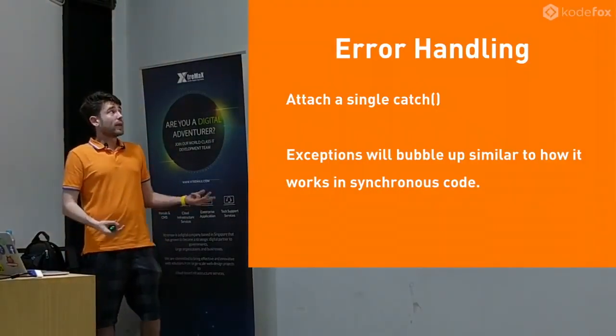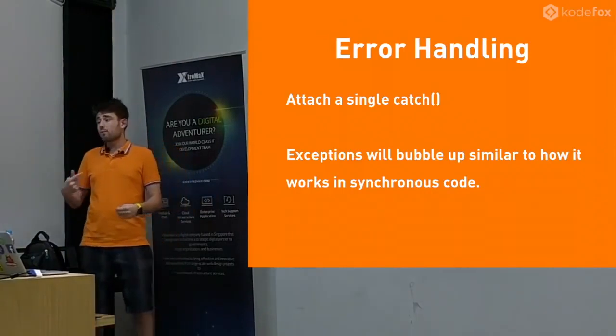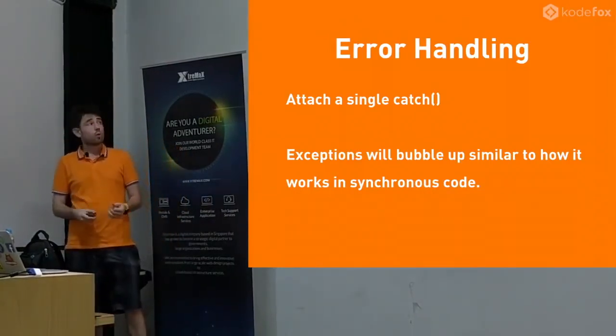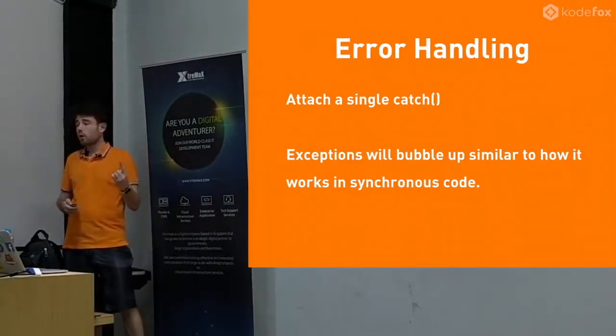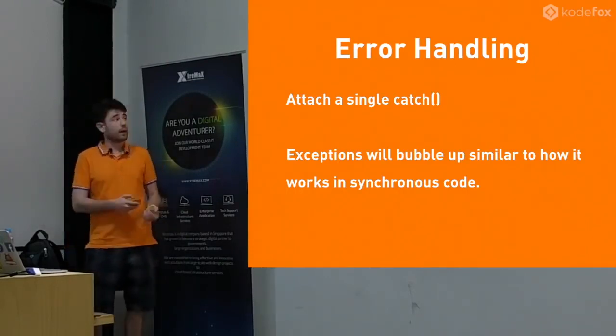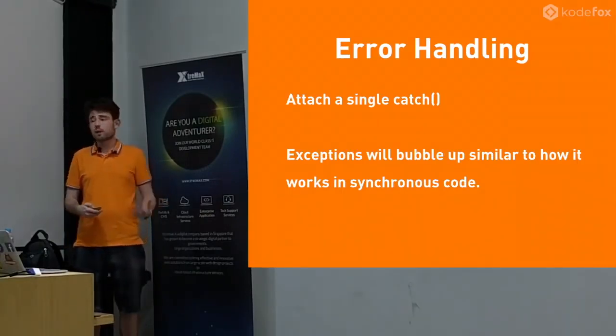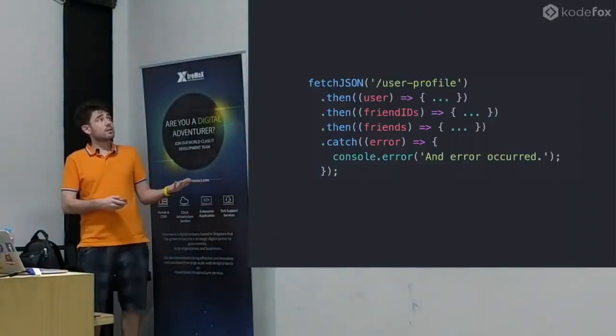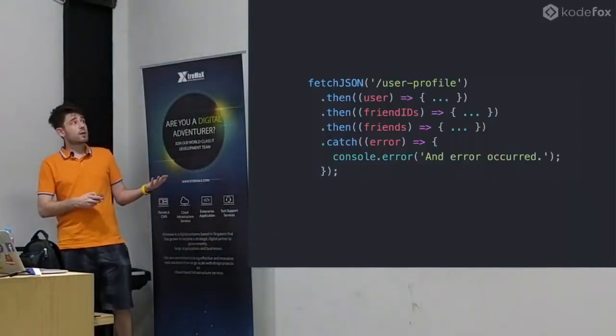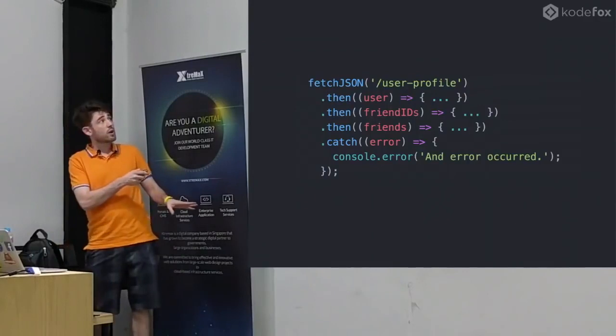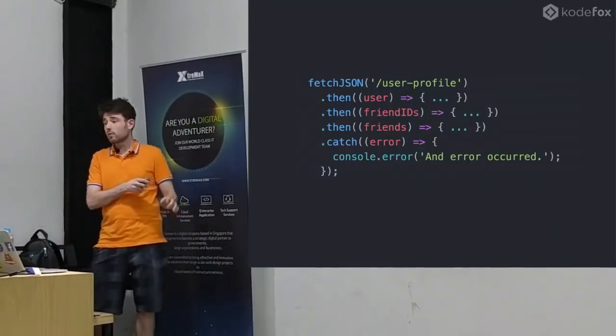So error handling, we get a catch. And so we don't have to check every single time for this error. We can just attach one catch function at the end. And so exceptions will bubble up the way we expect it to work in normal programming with try catch. So in this case, if we go back to our same user profiles example, I can just add one catch at the very end and grab that error. And we just know that somewhere in one of these, an error happened.